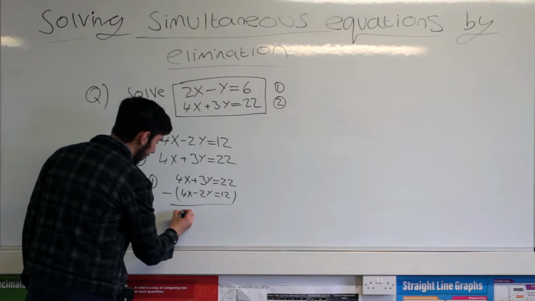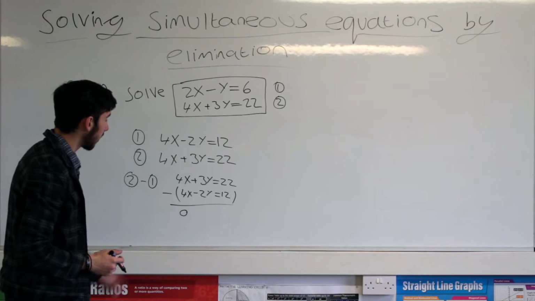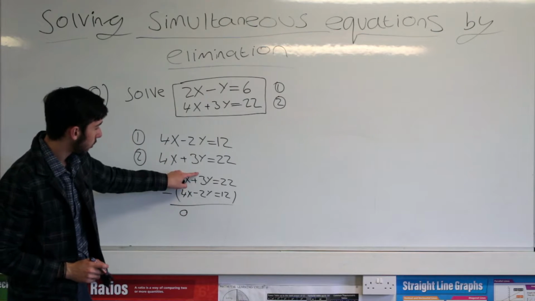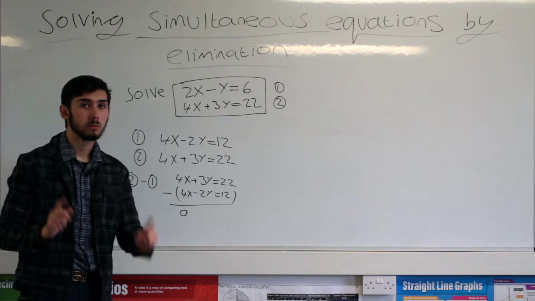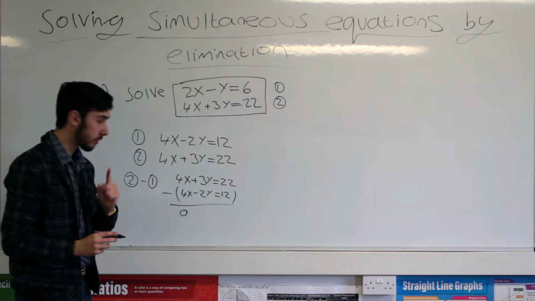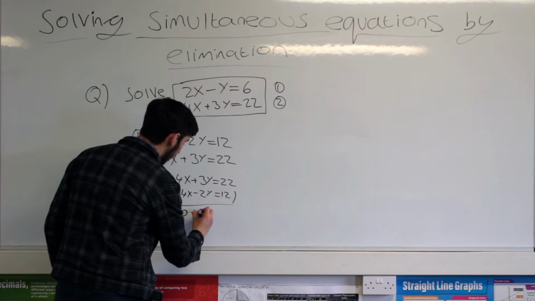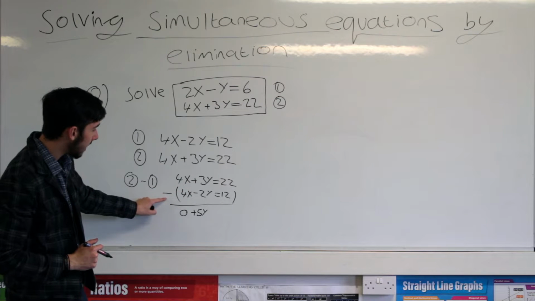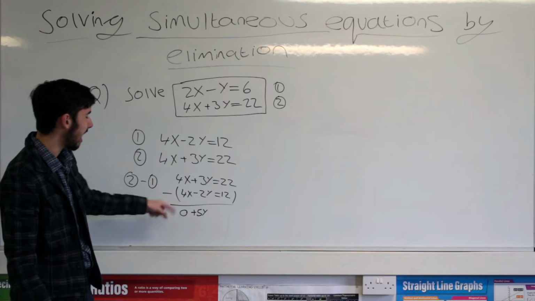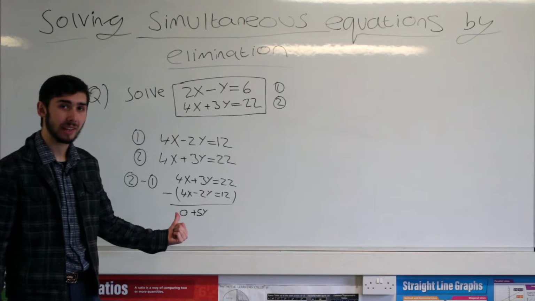So that's going to be 0x, or 0. Now, we have to be careful here. 3y minus 2y, positive 5y, okay? Because it's a double negative. It's 3y, take away negative 2y. So be careful with these brackets if you like to write it out like how I do.